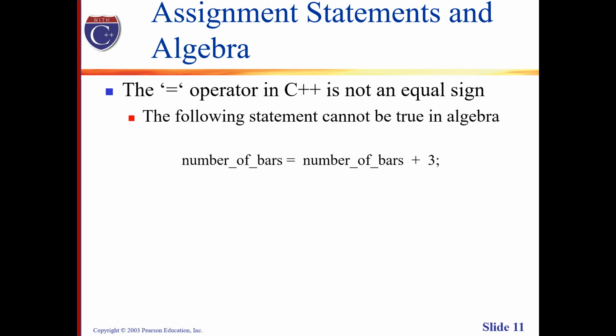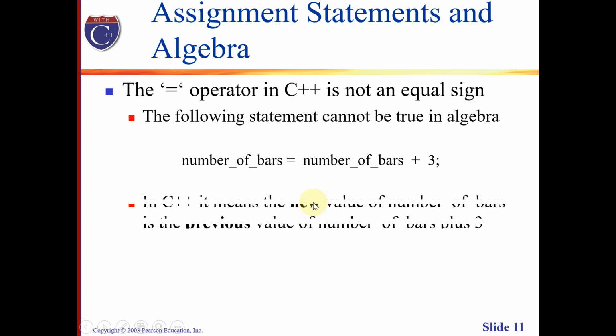Talking about basic operations in C++, we must take note of the following. In C++, this operator has a different meaning. In this case, this operator is not an equal sign. In C++, this is the assignment operator. In C++, it means that the new value of this operation is being assigned to this variable.